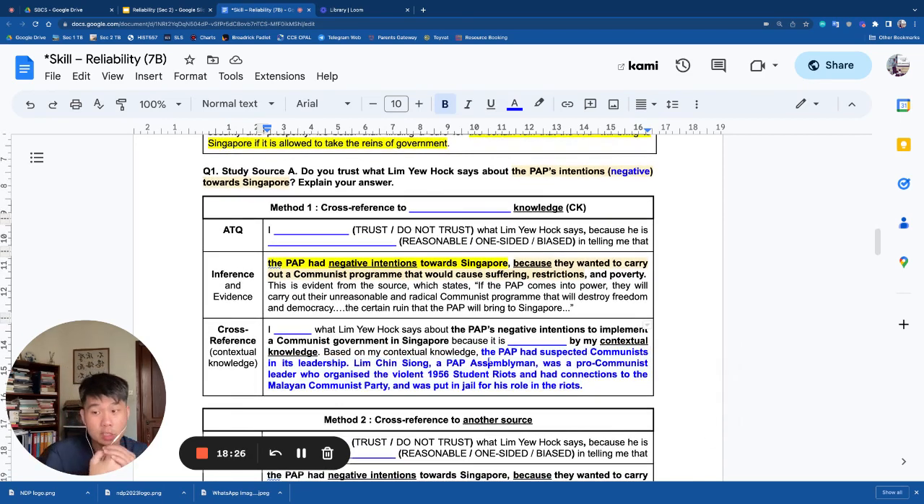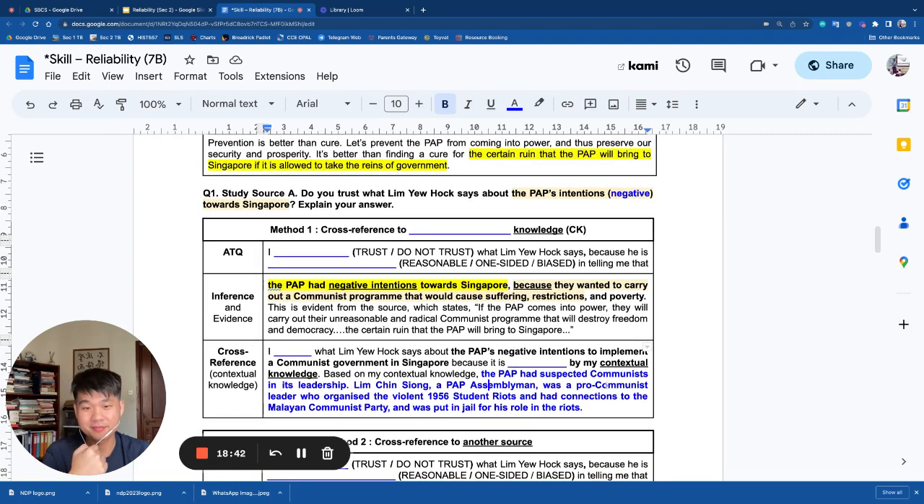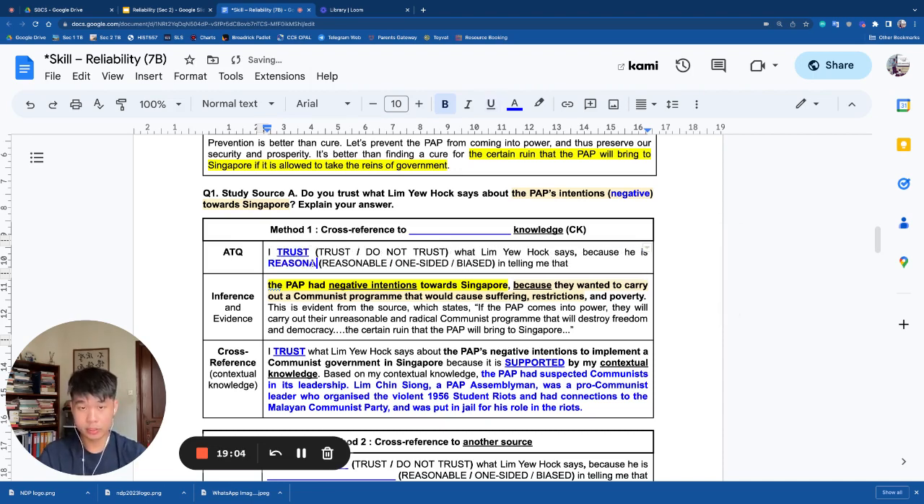So suppose you have this knowledge that PAP leaders, some of them are communists and they have organized riots. Then would this support or contradict Lim Yew Hock's views of the PAP's intentions? In this case, if you were using this knowledge, it's a support. And because it's a support, you trust. And because it's a support, you trust. And so you find what he says reasonable.